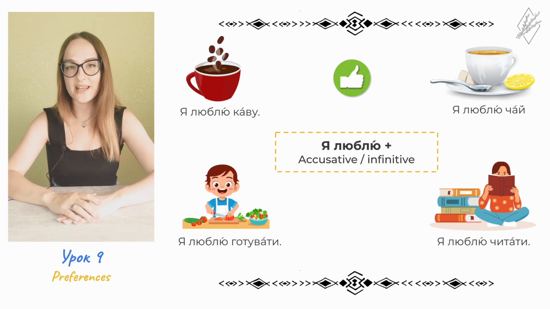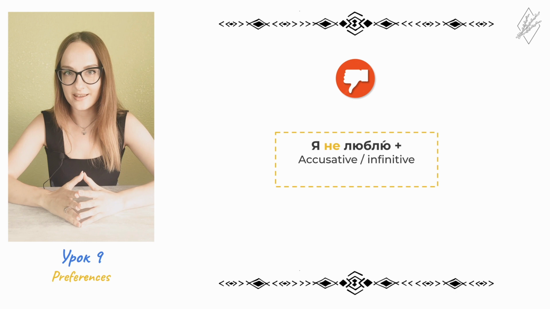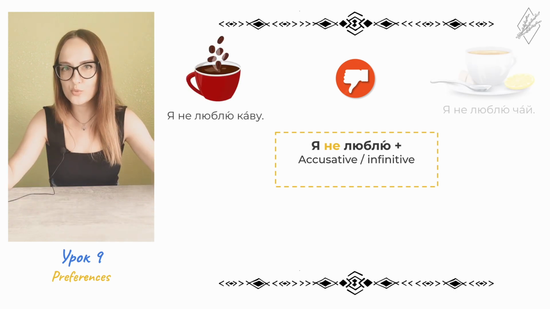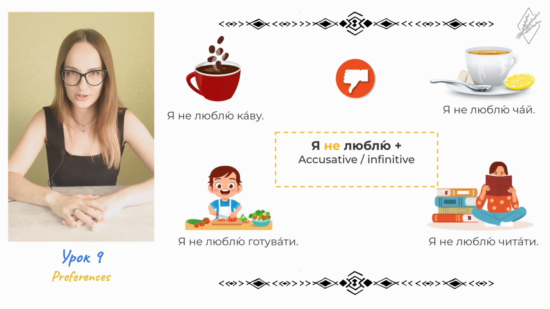Also we may form a negative structure, it will be just with the particle не. Я не люблю каву, я не люблю чай, не люблю готувати, не люблю читати.